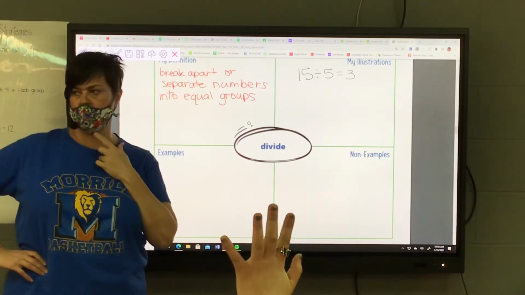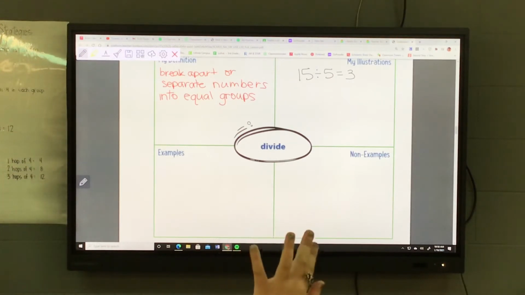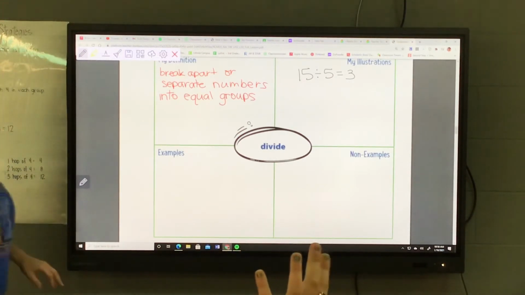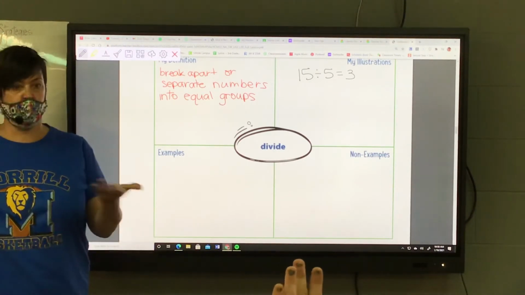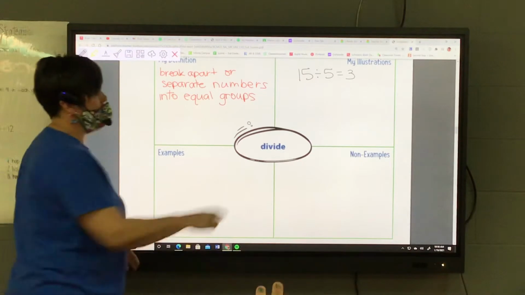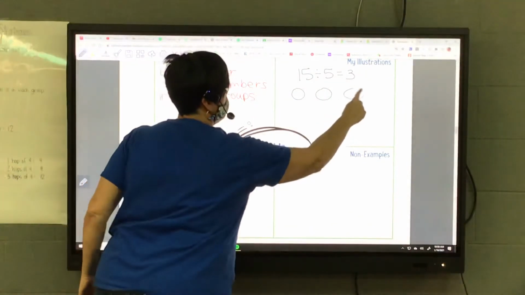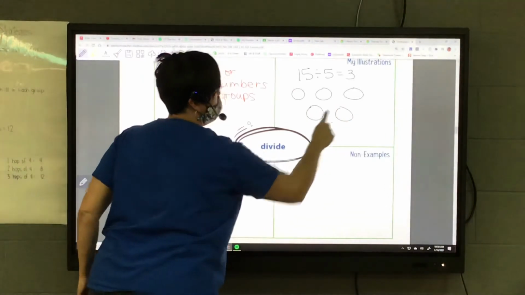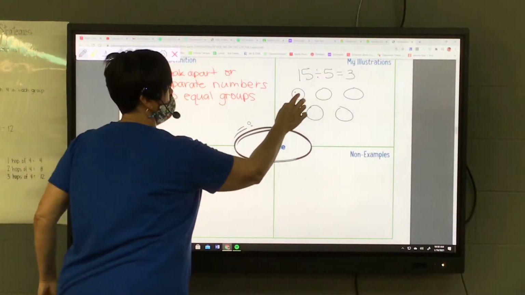What do you think? Amy? You would put 5 groups and put 3 dots in each of them. Do you agree with her? Mm-hmm. So how many groups again? 5. And how many in each of those groups? 3.